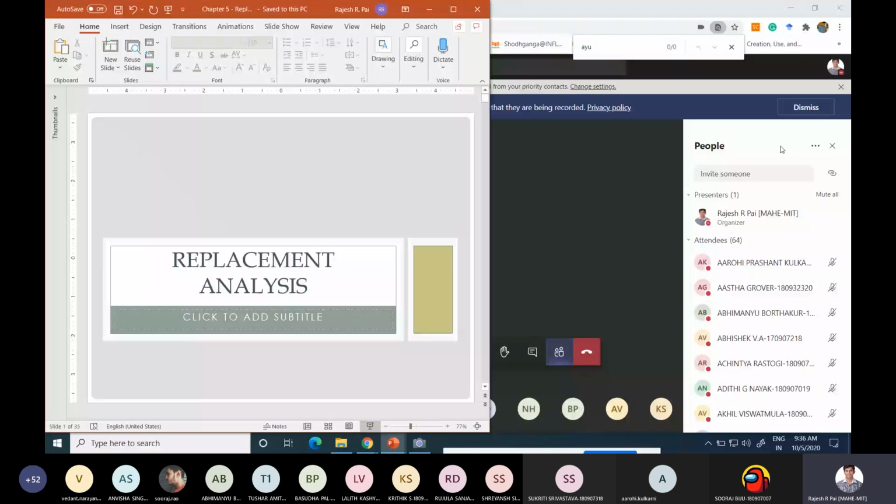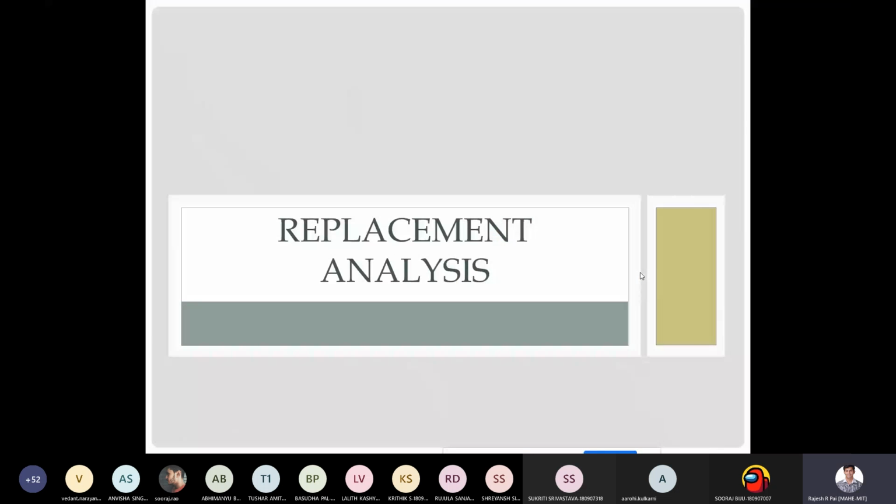So today we will move on to the new topic. Today we'll start with the new chapter, which is replacement analysis. Before moving on to this topic, any doubts or clarifications in the topic which we covered in the previous class?